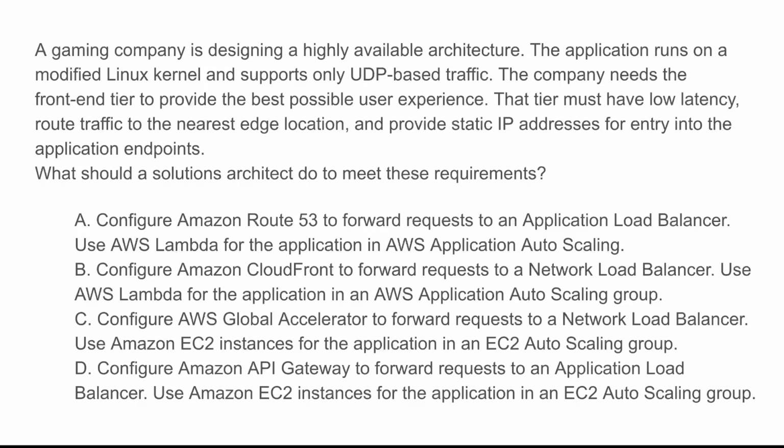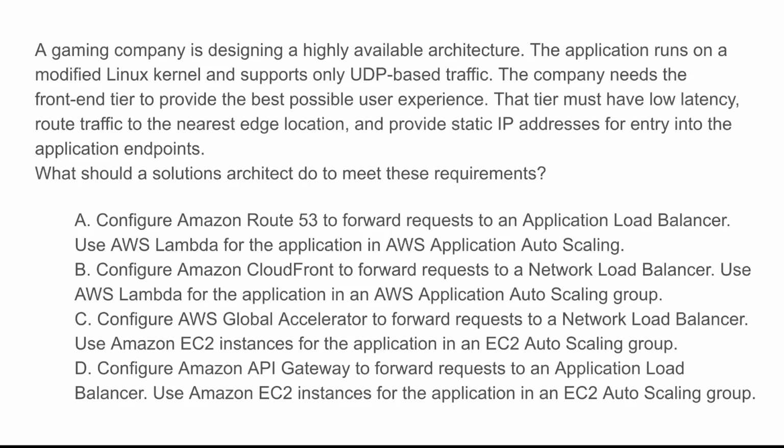So the best option here is option C, which uses AWS Global Accelerator plus Network Load Balancer. The reason why this is the best and how it works is that AWS Global Accelerator improves latency by routing users to the nearest AWS edge location. It supports UDP traffic, which is essential for gaming applications. It provides static IP addresses for consistent endpoints, and the network load balancer efficiently handles high throughput UDP traffic and forwards it to EC2 instances.